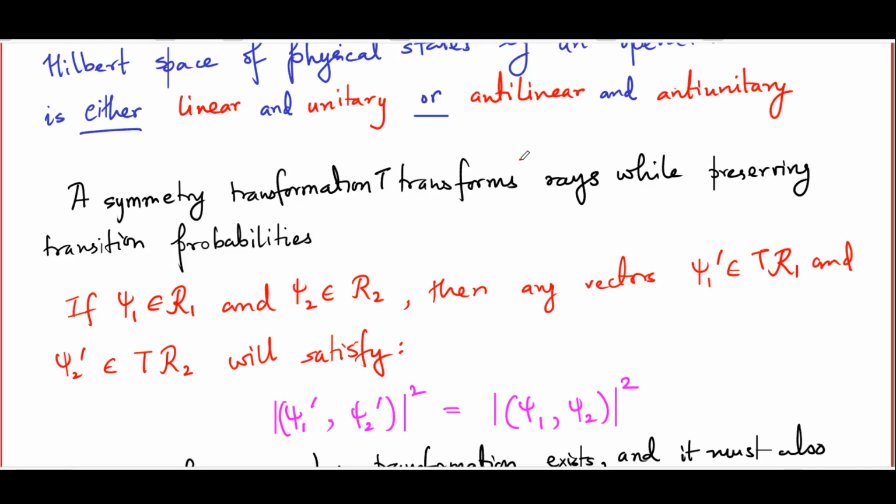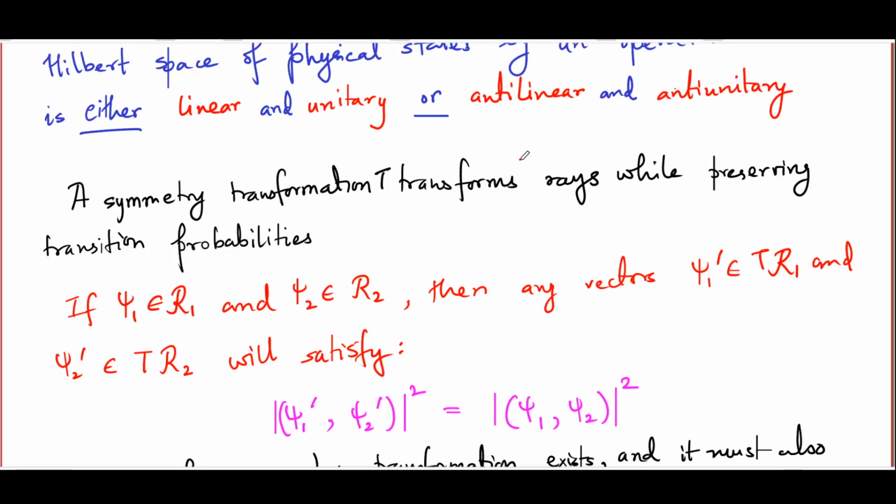What we are essentially saying here is, at least in the context of the Poincaré transformation, two different inertial observers would very well ascribe different state vectors to describe the same physical state. However, the probability of a particular system transitioning from one state to another will be quite independent of who is observing it. So these transition probabilities must stay the same before and after the transformation. Note that psi1 prime is any vector in the transformed ray TR1, and the same goes for psi2 prime.